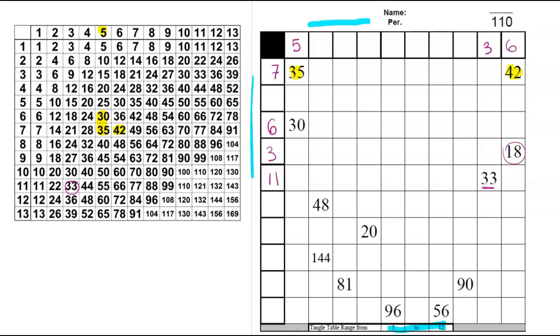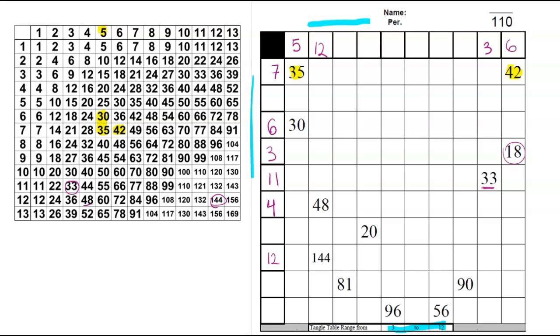So again, I have no more clues for 33, so maybe I jump to 48. Now, 48 is in the same row as 144. Well, 144, that's a great number because it's made up of the same number twice, and that's 12 and 12. 12 times what gives you 48? So I come over to 12 and I get the number 4. So again, notice that none of my numbers repeat on either side.